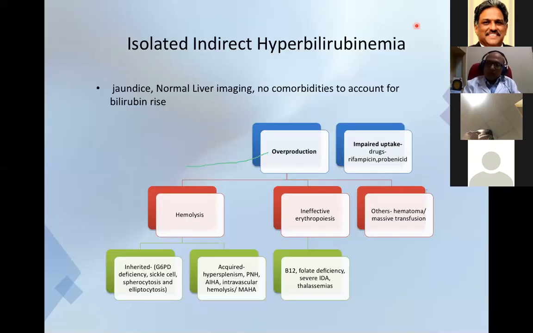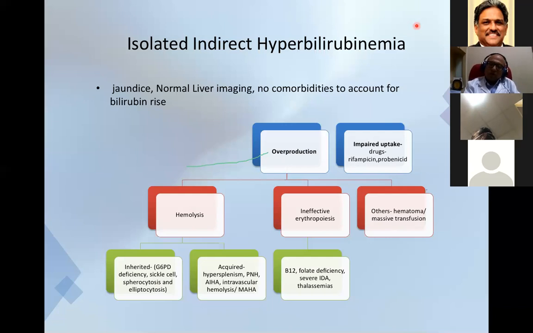So the patterns which we talk about, so we try to look at diagnosing problems, and then we are looking at the patterns. The first pattern we are looking at is called isolated hyperbilirubinemia, which we can divide into direct and indirect depending on the predominant bilirubin. So these are patients who may present with jaundice, may have normal liver imaging, no comorbidities to account for the bilirubin rise, or they may have some other disorders.